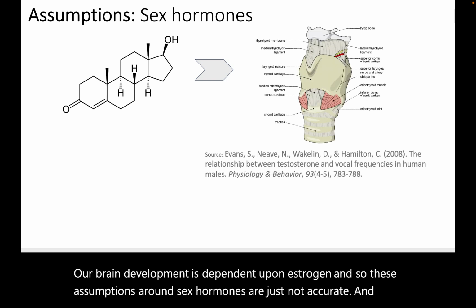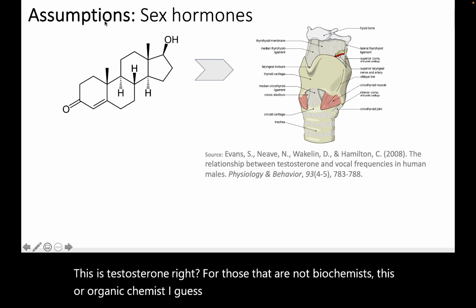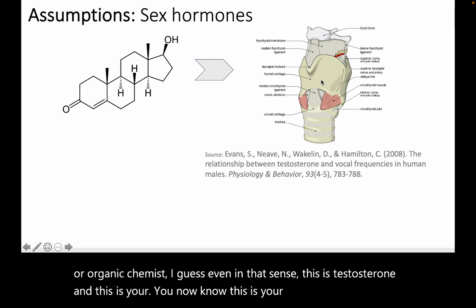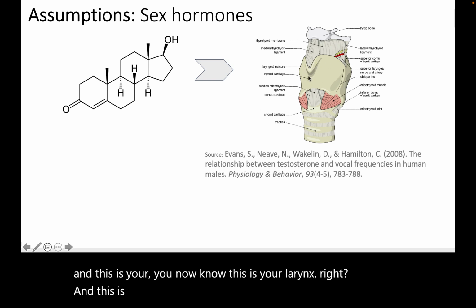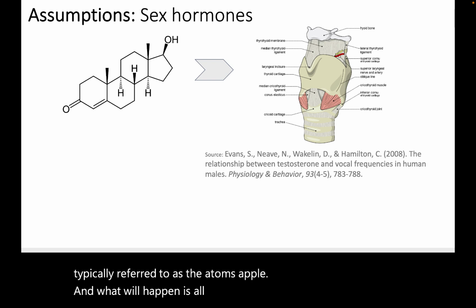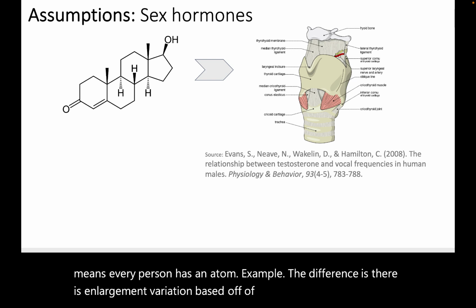And so this is testosterone, right? For those that are not biochemists, or organic chemists, I guess, even in that sense. This is testosterone, and this, you now know, is your larynx, right? And this is the prominence of the larynx that is right there, what is typically referred to as the Adam's apple. And what will happen is all individuals have that laryngeal prominence. Every person has a laryngeal prominence, which means every person has an Adam's apple. The difference is there is enlargement variation based off of exposure to testosterone.